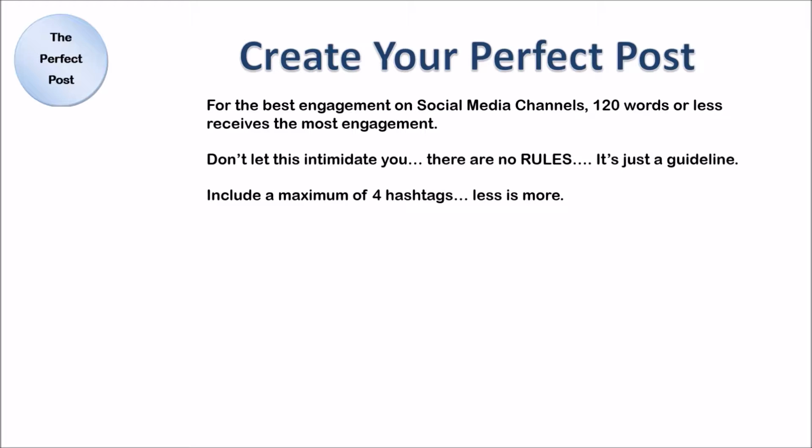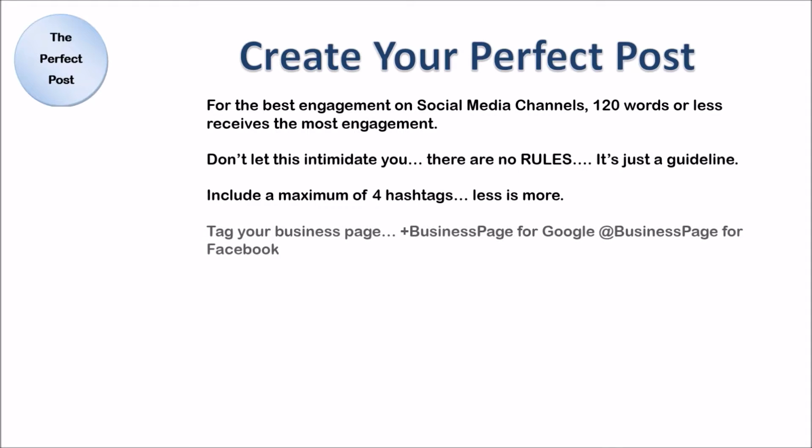Include a maximum of 4 hashtags. There's a lot of lessons out there saying you need 30 hashtags, this and that, as areas of interest. Less is more. We don't want to get caught keyword spamming or just repetitive information for the search engines. Remember, this is for Google. It's not really for the people.